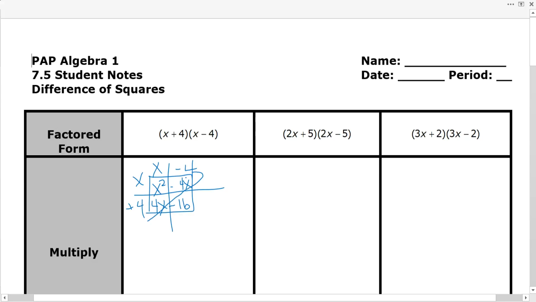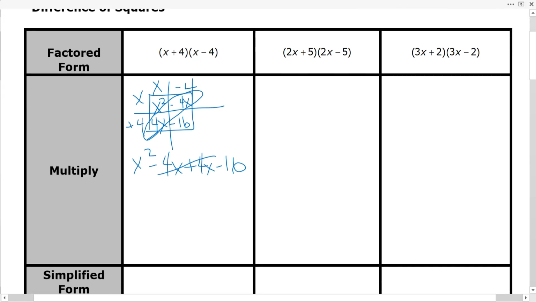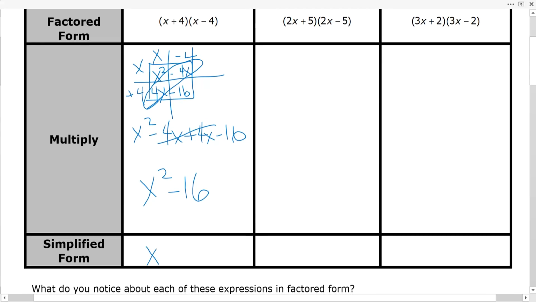So you'll notice that these guys are going to add up to 0. So I really have x squared minus 4x plus 4x minus 16, which these guys cancel out. And so I end up with x squared minus 16 for my answer. And so I'm going to write that at the bottom, x squared minus 16.